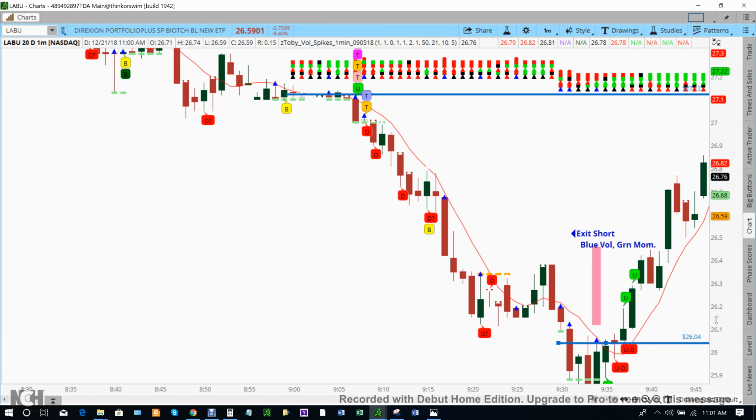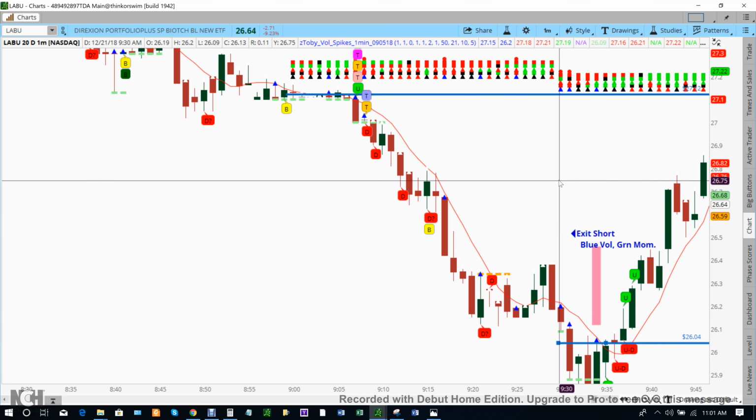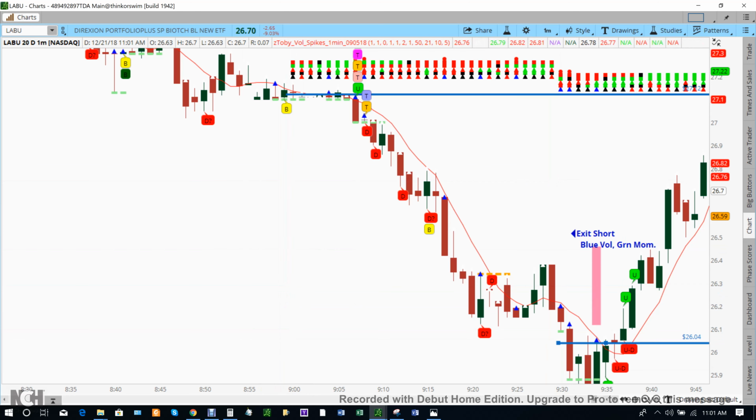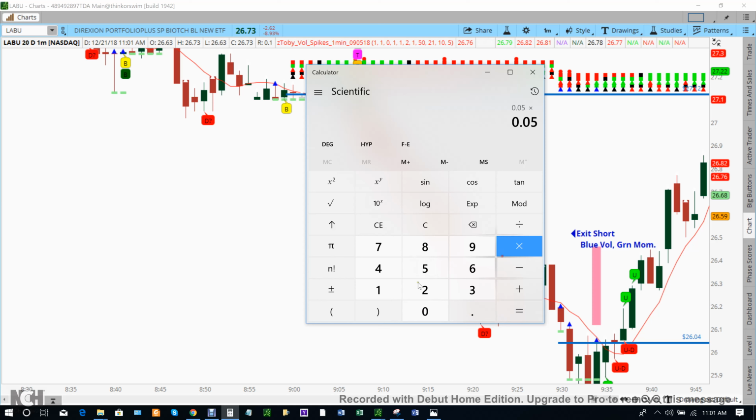27, 10, and 26. So this is basically $1. So this is a 5% trade right here. So if you had $10,000, it's 5% times $10,000. You would make $500.